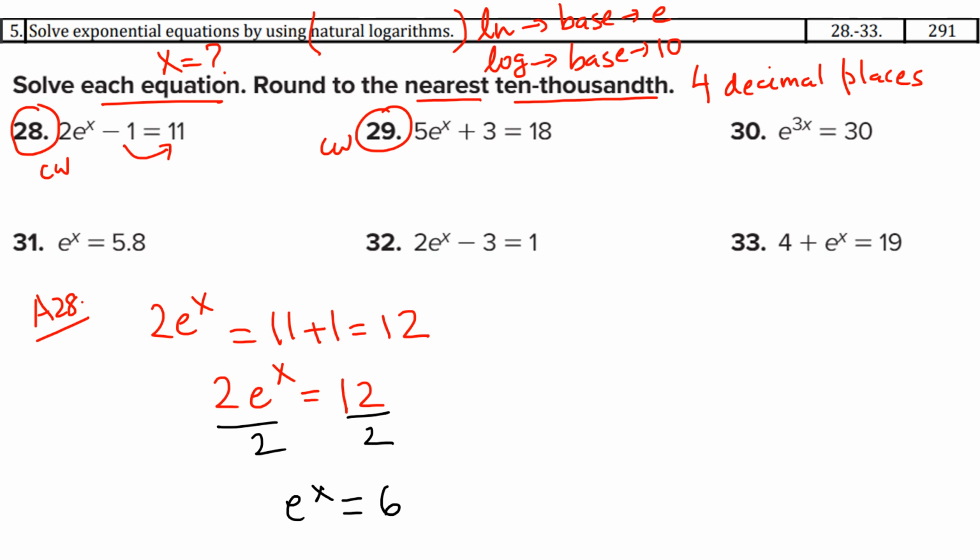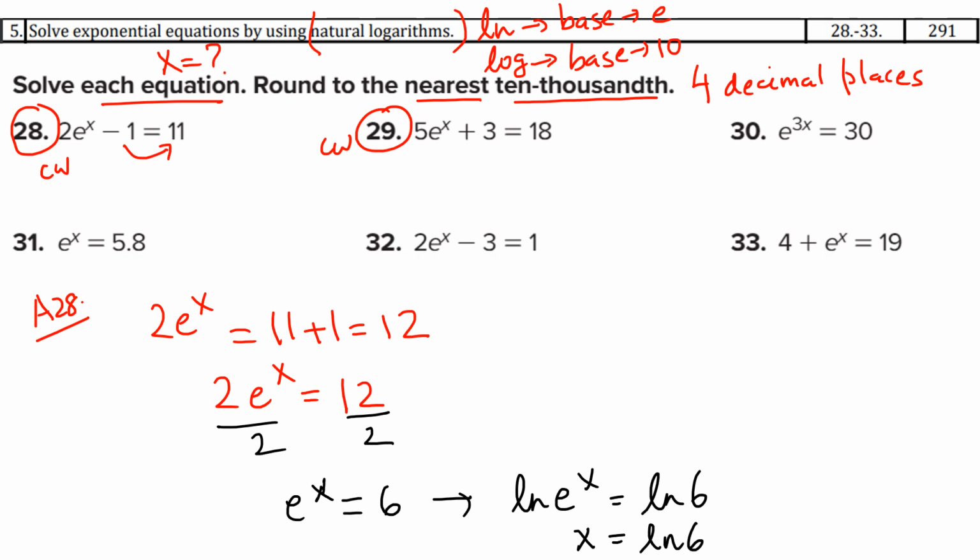Now this is the value of e to the power x. We need the value of x. So therefore we have to go to log. I will now take natural log of both sides. ln e to the power x equal to ln 6. Now you need your calculator because ln e becomes x only. So your answer is going to be ln 6. We will round it off as it will be a decimal on the next slide.